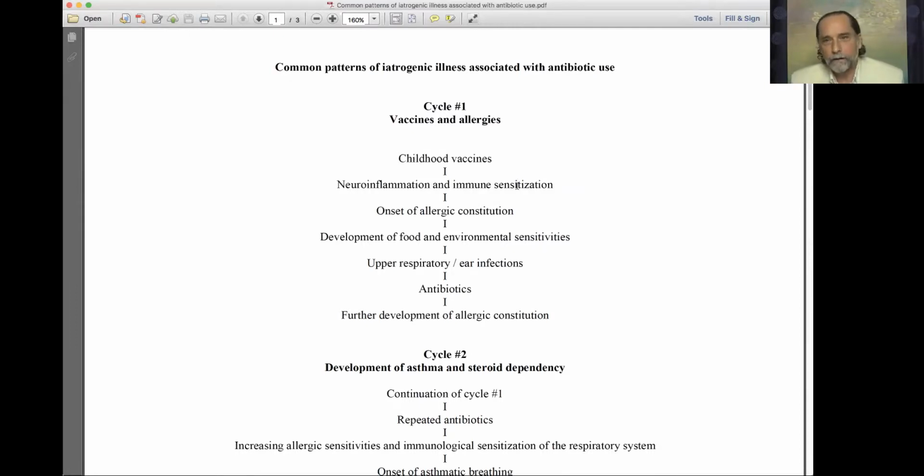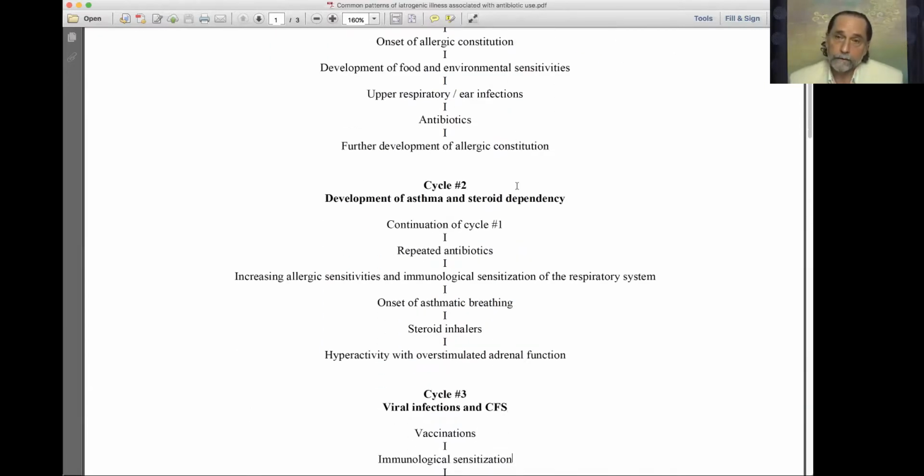Then after that comes the onset of allergic constitution. That means vaccines do have the power to change the fundamental constitutional immunological health. From that frequently come food and environmental sensitivities in children, and that can lead to upper respiratory and ear infections treated with antibiotics. And the more antibiotics, the worse the allergic constitution becomes. So that's a chain of events. And guess what?